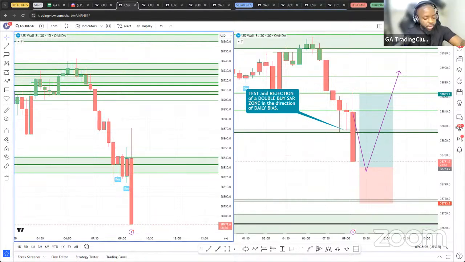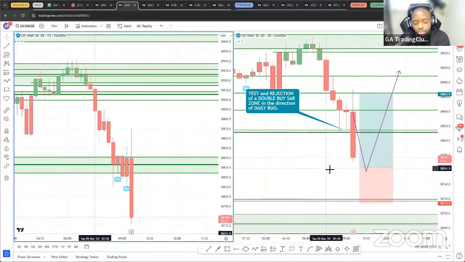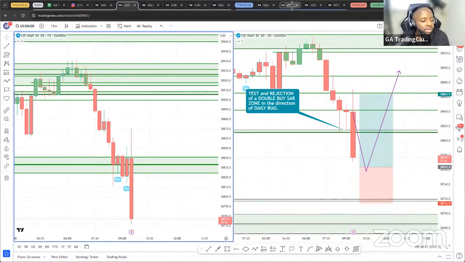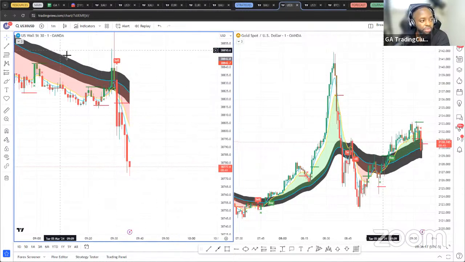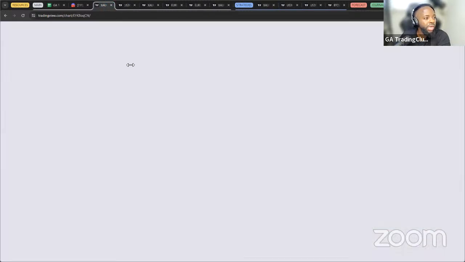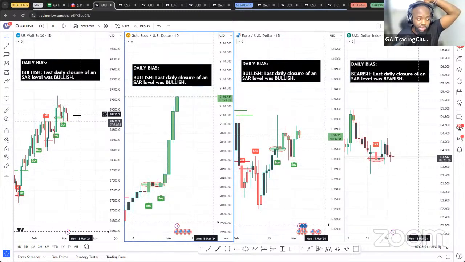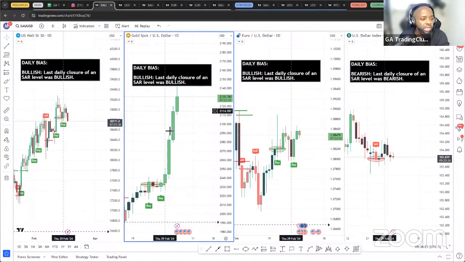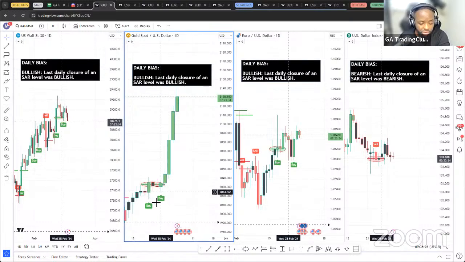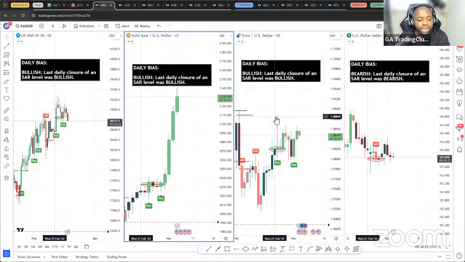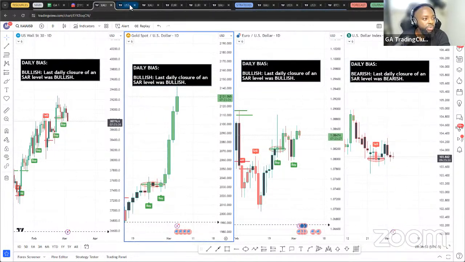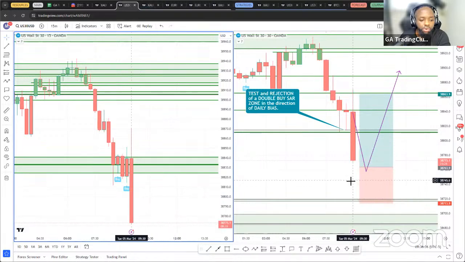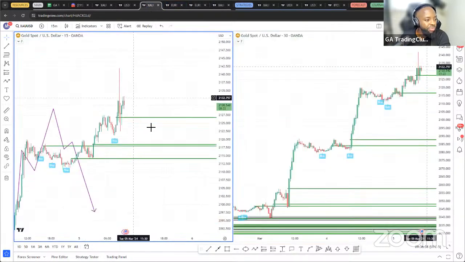Okay, so let's start looking at the daily bias. I know we haven't gotten that setup, so we are looking for that crossover entry based off of this breakout scanner right here. Looking at the daily bias, US 30 is bullish because the last closure above an SAR was bullish. Daily bias for gold is bullish, last closure above an SAR was bullish. Daily bias of EU bullish, daily bias of the US dollar bearish. We've already identified the potential trade for US 30, so we are waiting on that to validate.